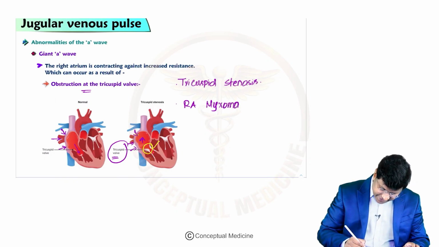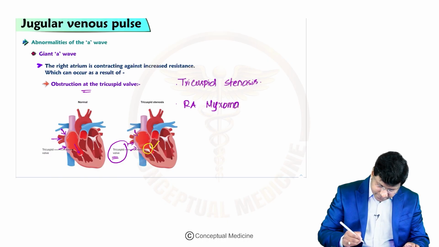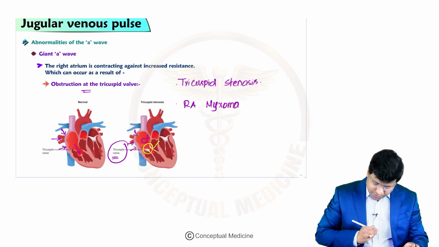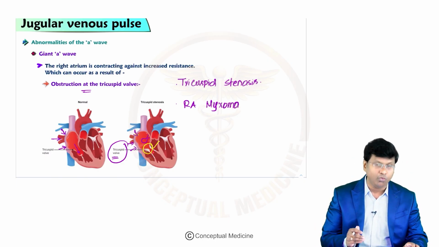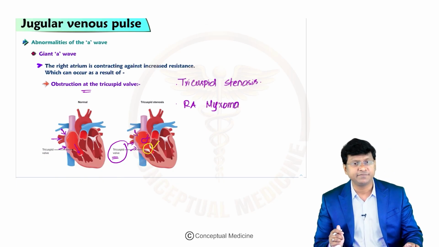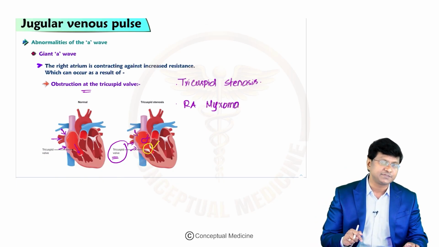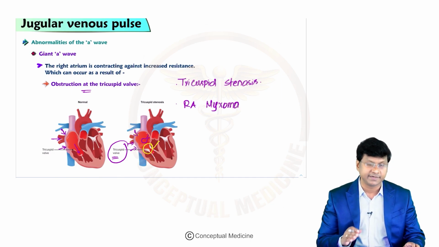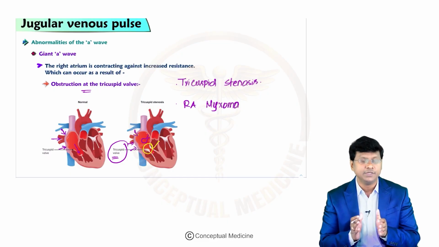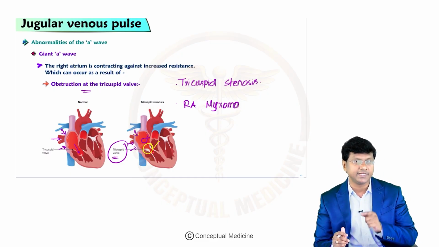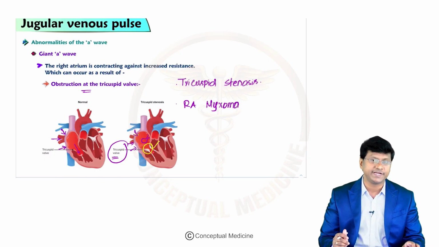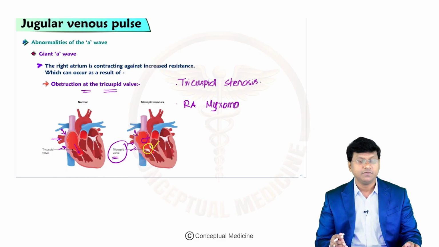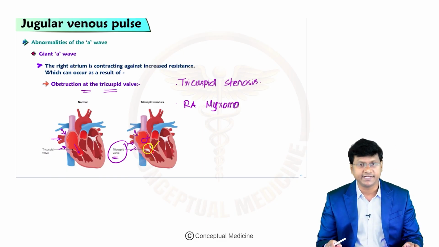So, if there is a right atrial myxoma, what happens here? See, this is your right atrial myxoma. If there is a right atrial myxoma, it will overlap the tricuspid valve. Once it overlaps the tricuspid valve, the blood from the right atrium does not move to the right ventricle comfortably. The right atrium has to contract forcibly to send the blood from the right atrium to the right ventricle, and thereby you have the presence of the giant A wave. So, obstruction at the tricuspid valve will also cause the giant A wave.